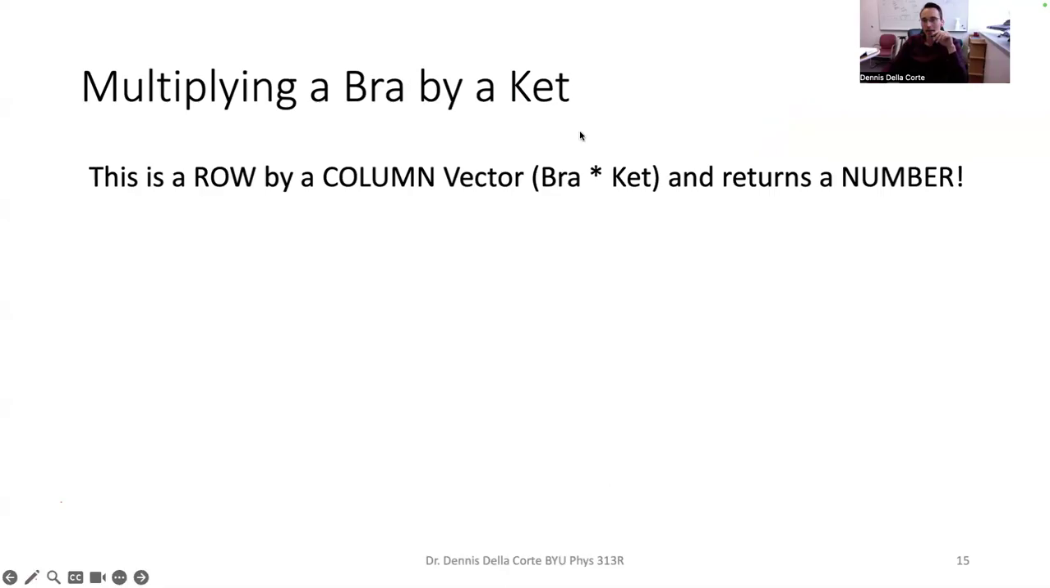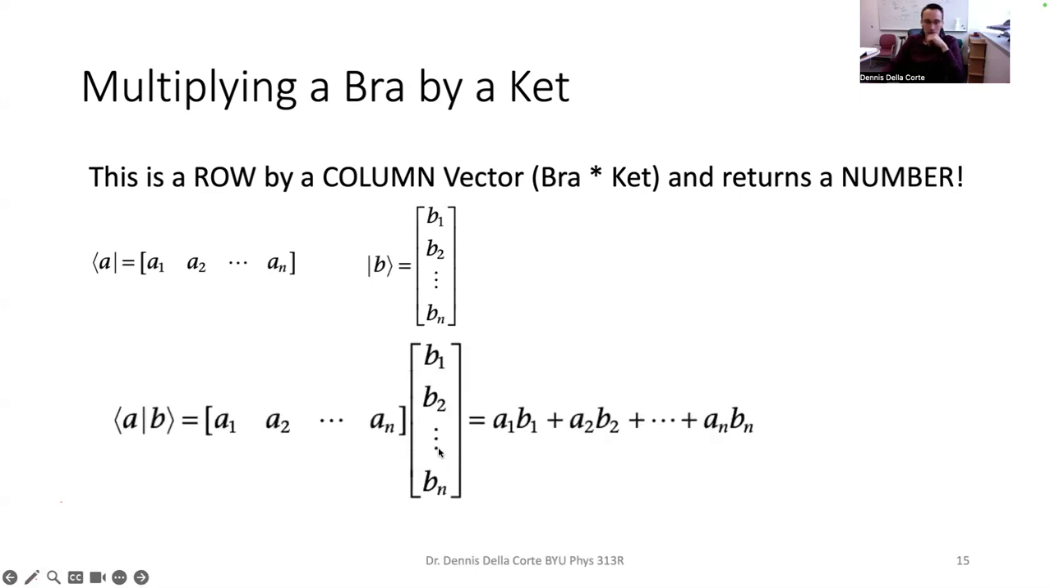Now, when you have a bra and a ket, so a row vector and a column vector, you can actually multiply them with each other. What that is sometimes called in linear algebra is a dot product, and that results in a number. It measures, if you have two vectors, how big the projection of one vector on the other vector is. But we're going to walk through it here. So let's grab a row vector here, the A, and a column vector B, and multiply them with each other. So what are you going to get out? It's supposed to be a number.